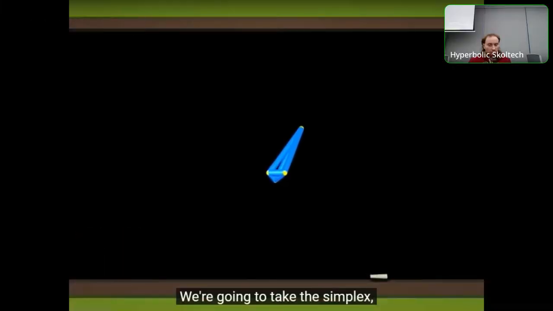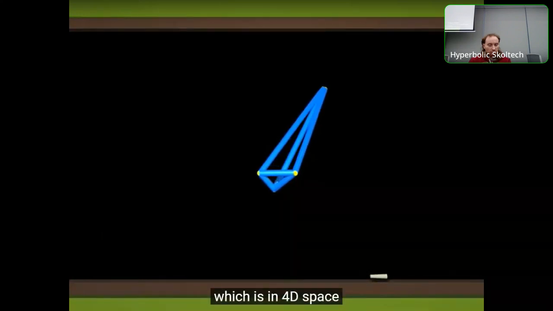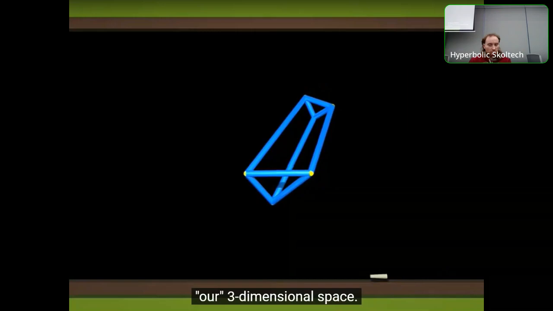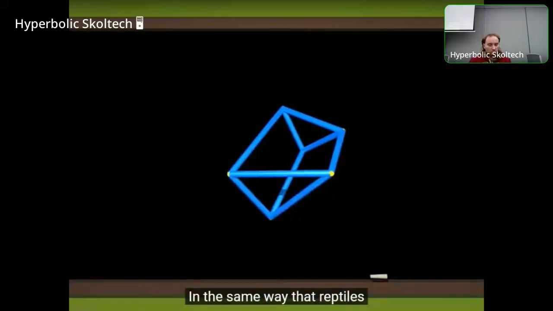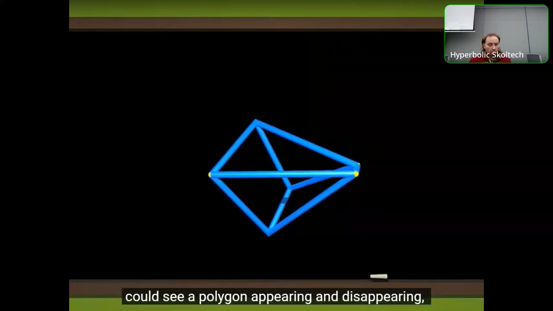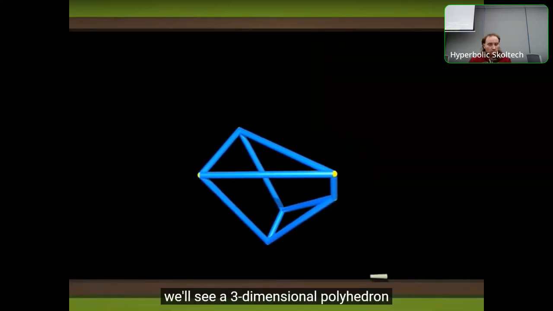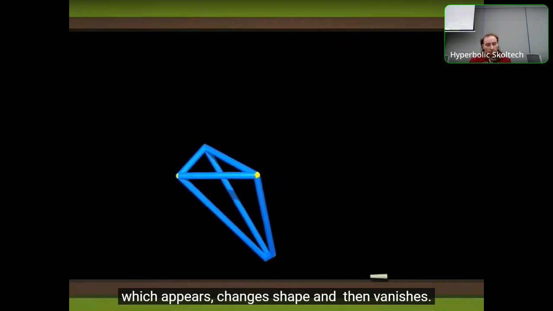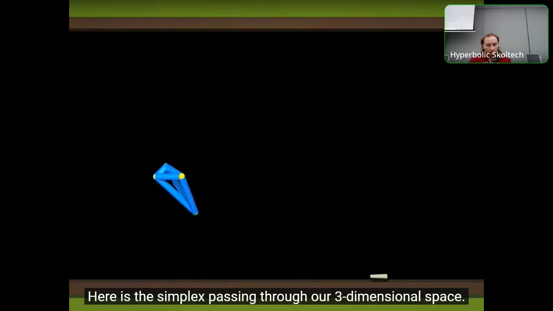We're going to take the simplex, which is in 4D space, and move it gradually, so that different cross-sections of it meet our 3-dimensional space. In the same way that reptiles can see a polygon appearing and disappearing, we'll see a 3-dimensional polyhedron which appears, changes shape, and then vanishes. Here is the simplex passing through our 3-dimensional space.